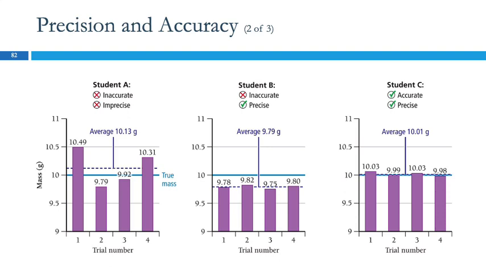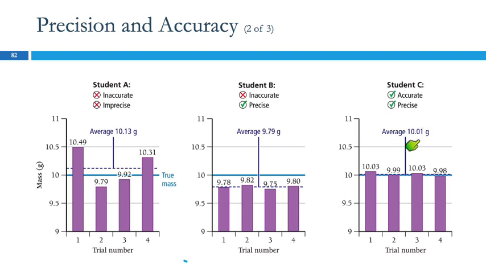To look at the accuracy, we're going to average the numbers and see how close it is to the correct value. So the dotted line here is the average. So this average is 10.13. The true mass was 10. Here, the average is 9.79. So here it's lower, there it's higher.